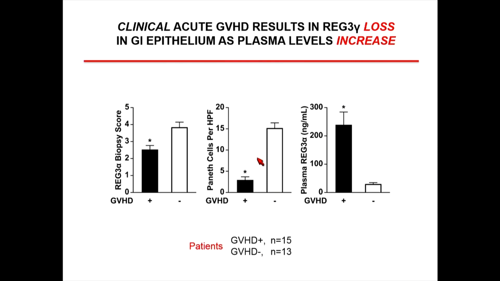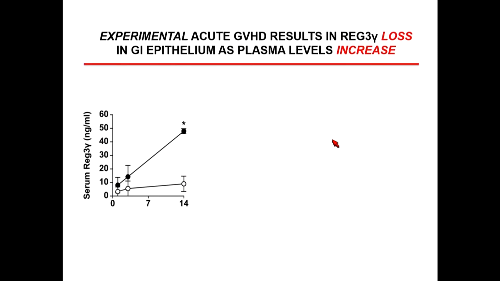There's a little bit of a paradox here. These are unpublished data now. If a patient has GVHD, we see that there are fewer Paneth cells, these are clinical data, there's less by staining, but in these same patients there's a higher level of Reg3 in the bloodstream. We went to a mouse model to understand this.